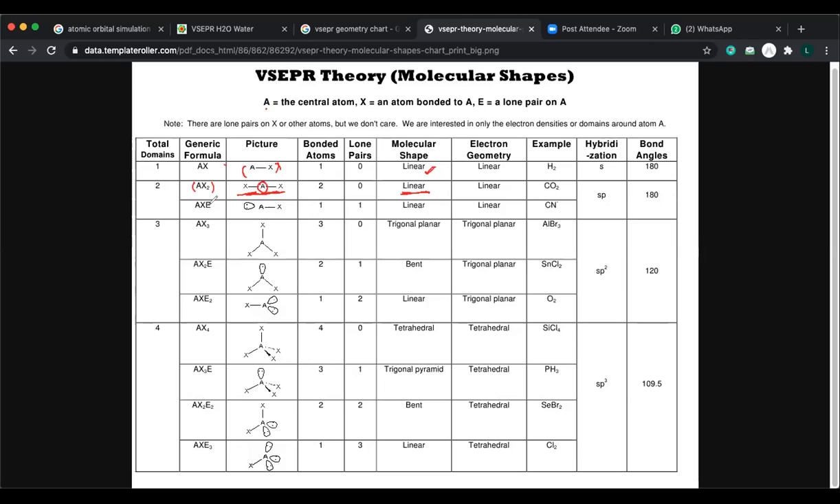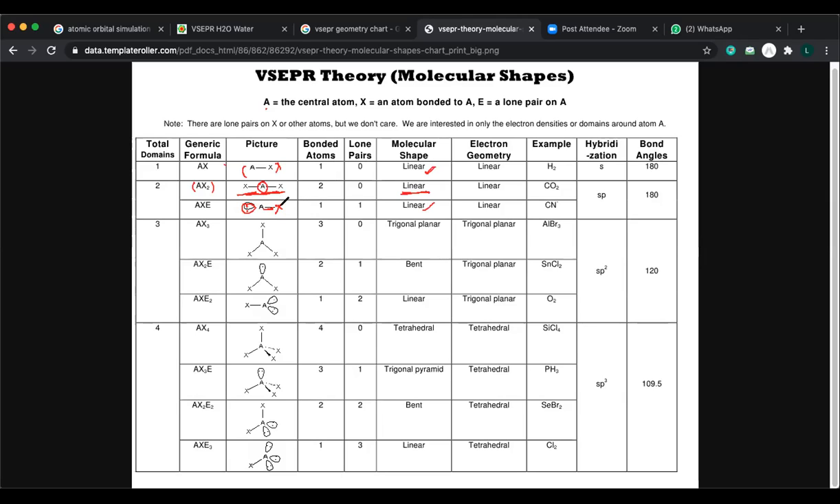When you have AXE, meaning A is an atom, only one X is bonded to it, so one bond pair, and E is one lone pair on A. So you have the two electrons here. This is the lone pair. In this case also, it's similar to your first case. The lone pair and the bond pair are going to be directly opposite to each other to maximize the distance between them. And so your shape is still going to be linear.